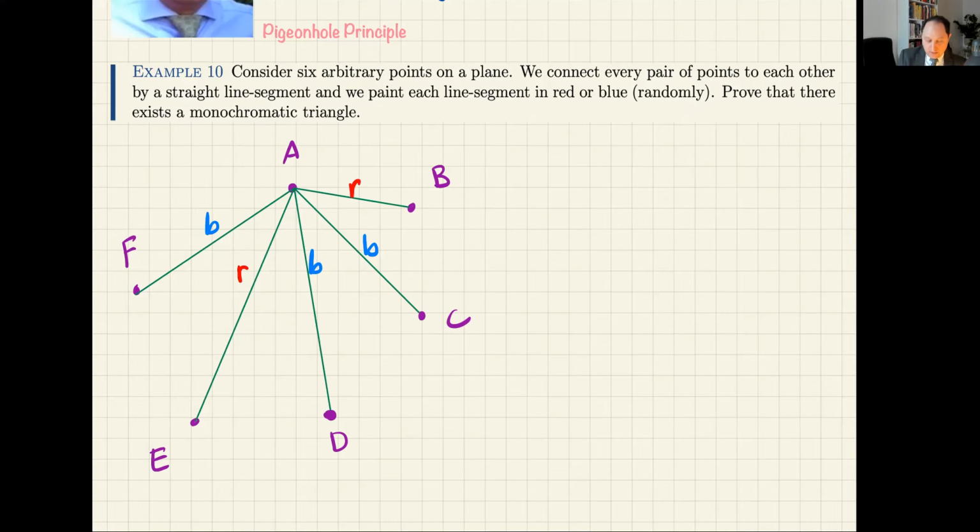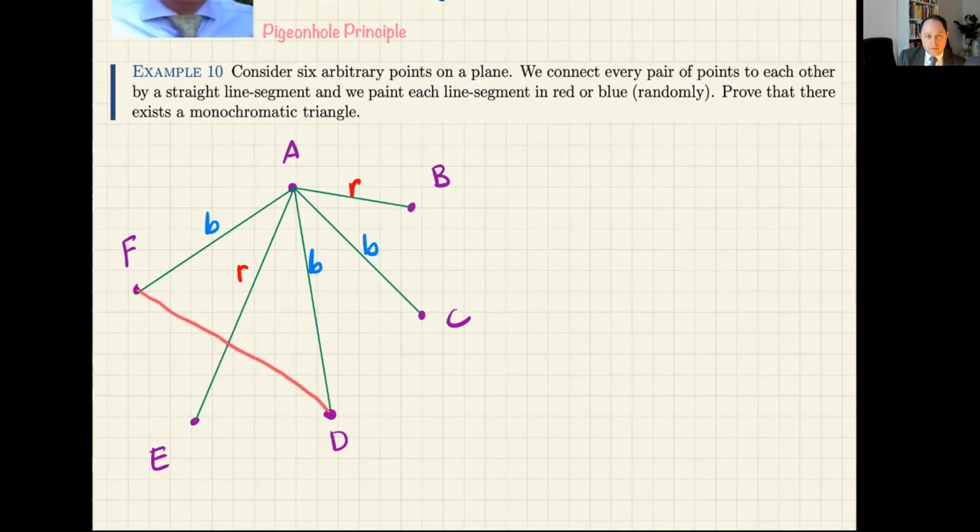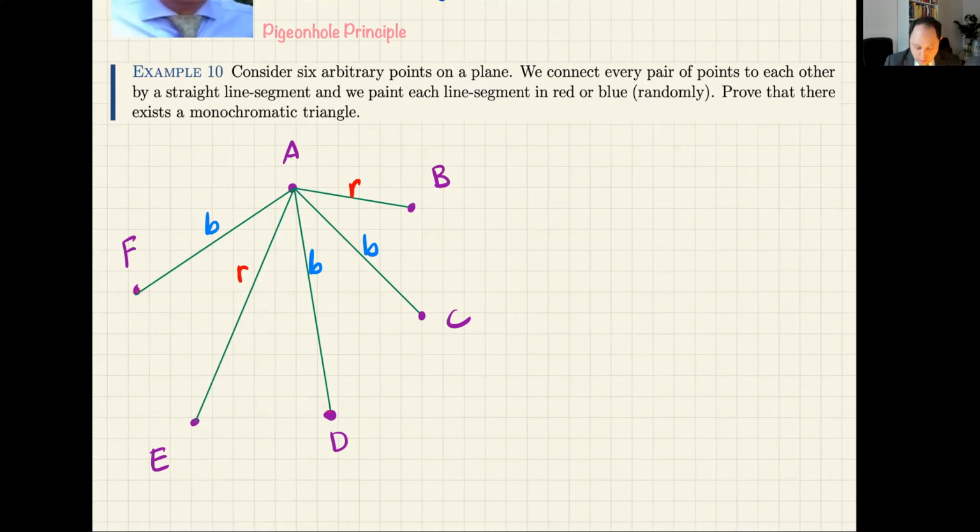Another guide. Look at this edge now. I think I have an idea. Yes, please. If we connect, for example, B to E, it doesn't matter which color it is. It will create the monochromatic triangle. Like, it doesn't matter what color the line segment is.